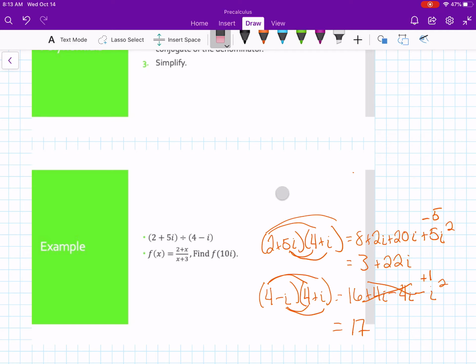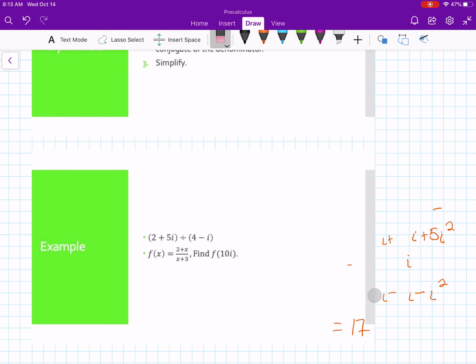All right, let's do one more example. So we're given that f of x is equal to 2 plus x over x plus 3, and we want to find f of 10i. So let's plug in 10i for x. So we have 2 plus 10i over 10i plus 3. I'm going to rewrite the denominator to be in our normal form for complex numbers. So it's going to be 3 plus 10i.